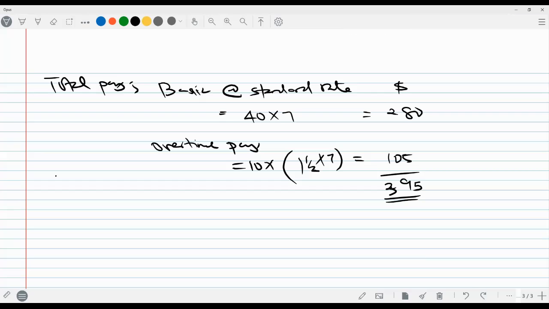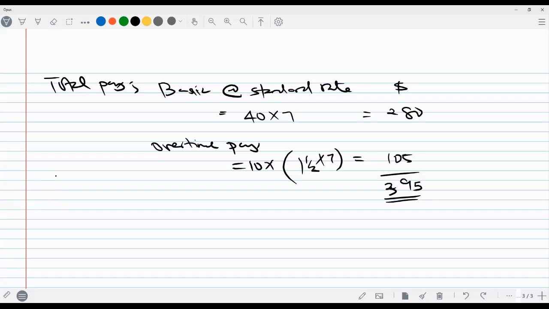Time and a half means that you are being paid at your current rate and a half. Okay, you're being paid time and a half, what you're currently being paid plus a half. That's what it means. Okay, thank you.